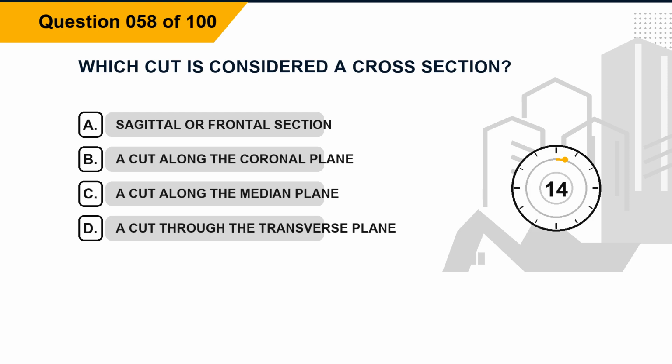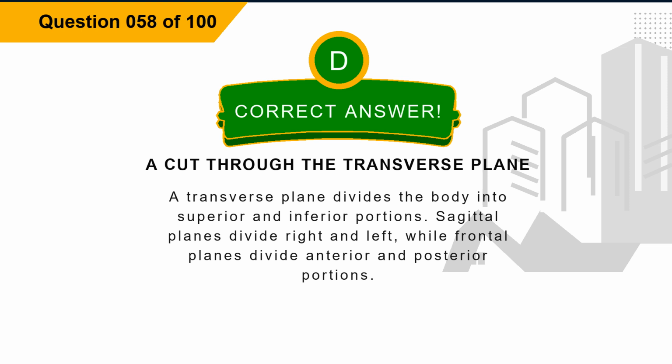Question 58. Which cut is considered a cross-section? Option A. Sagittal or frontal section. Option B. A cut along the coronal plane. Option C. A cut along the median plane. Option D. A cut through the transverse plane. The correct answer is option D. A cut through the transverse plane. Explanation. A transverse plane divides the body into superior and inferior portions. Sagittal planes divide right and left, while frontal planes divide anterior and posterior portions.